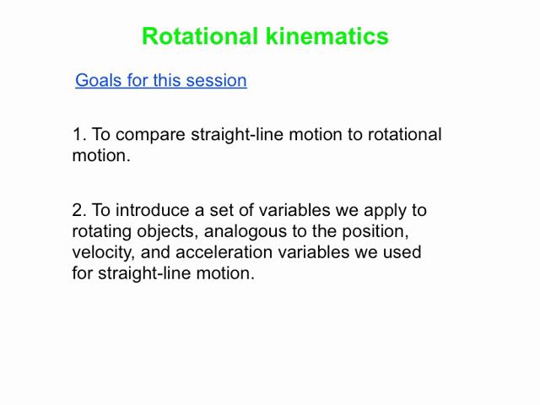And secondly, we're going to introduce a new set of variables that we will apply to rotating objects. And these are analogous to the position, velocity, and acceleration variables we used for one-dimensional straight line motion. And it turns out that those variables, like x's and v's and a's, just are not quite the natural set of units to use for rotating systems, and so we use an equivalent set that's a better fit for the rotational system.